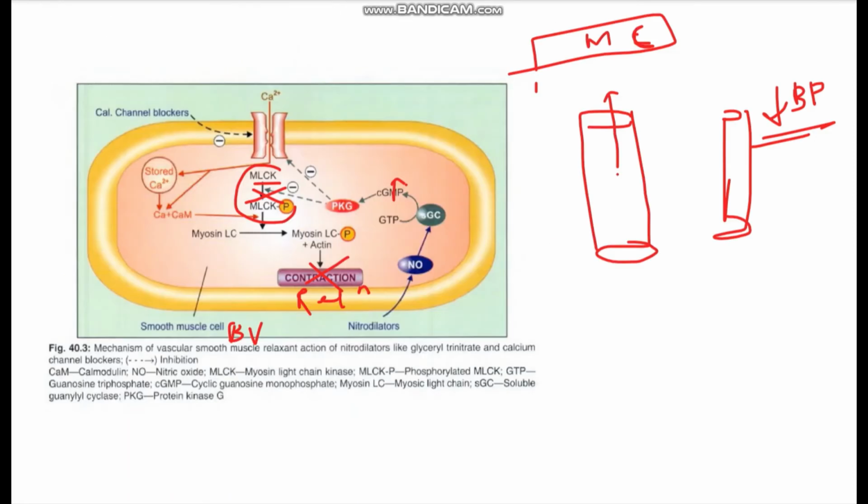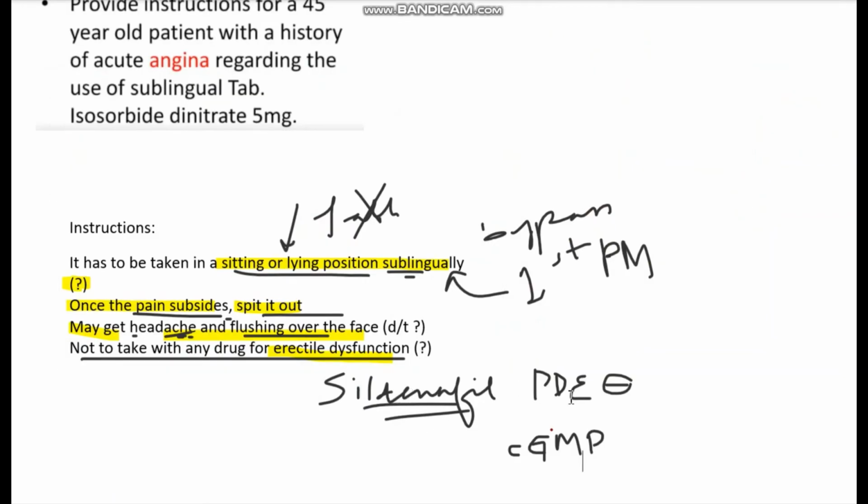So in the previous diagram, if you remember, the cyclic GMP goes high, and that is how contraction is prevented, right? Ultimately, the myosin light chain kinase is not phosphorylated, there is no contraction, and the smooth muscles relax, there is vasodilation. Similarly, sildenafil being a phosphodiesterase inhibitor does not allow cyclic GMP to break down. So ultimately what will happen? Cyclic GMP will increase, there will be no phosphorylation of myosin light chain kinase, and finally there will be smooth muscle relaxation and vasodilation. So again the same effect ultimately.